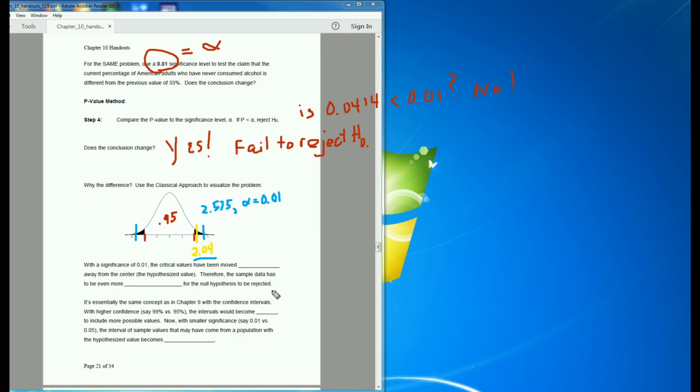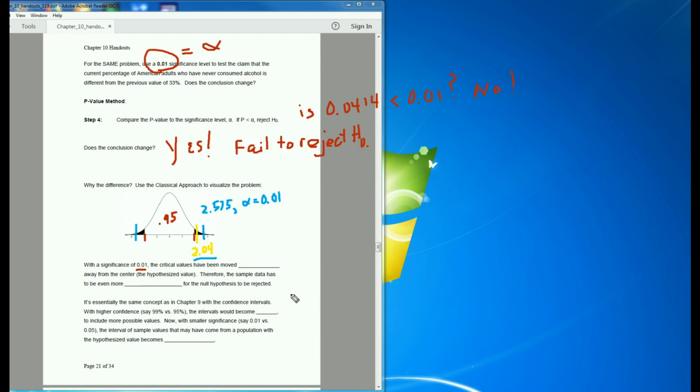Okay. So the bottom line is, with a significance of 0.01, the critical values have been moved further, or farther, I'm not sure which one is correct, away from the center. In other words, your sample data has to be even more extreme for the null hypothesis to be rejected. It's like, I want to be even more sure.